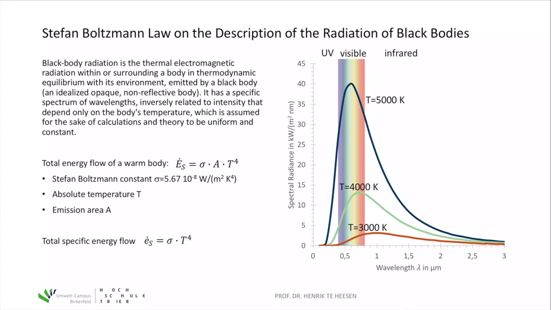Of course, you can use the specific energy flow, so divide this energy flow by the emission area, and then you get the equation that the specific energy flow is the Stefan-Boltzmann constant times the temperature to the fourth. And then you directly see the higher the temperature is, the larger the energy flow is. And of course, that's important regarding the greenhouse effect, to understand the consequence of the greenhouse gases on Earth: that the greenhouse gases lead to an increase of Earth's surface temperature.